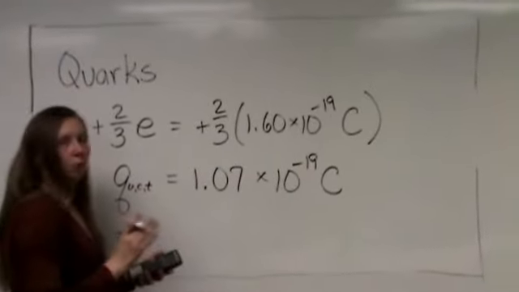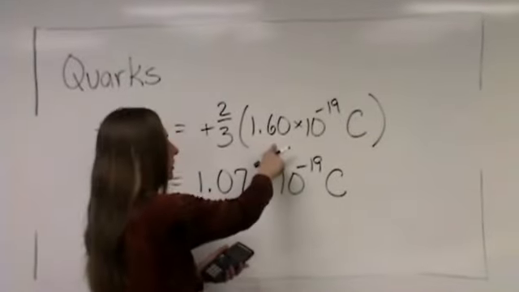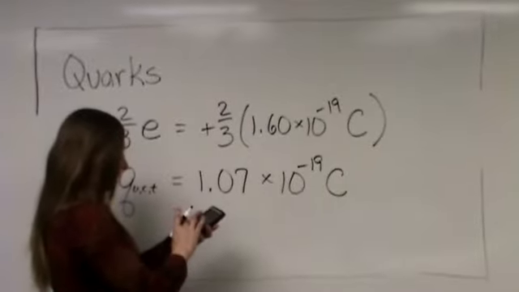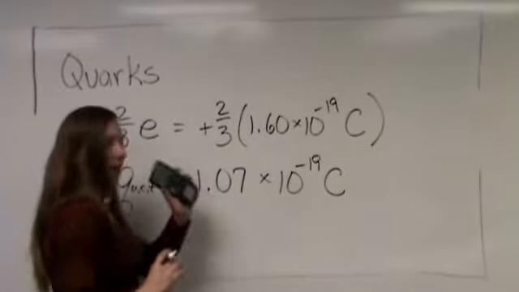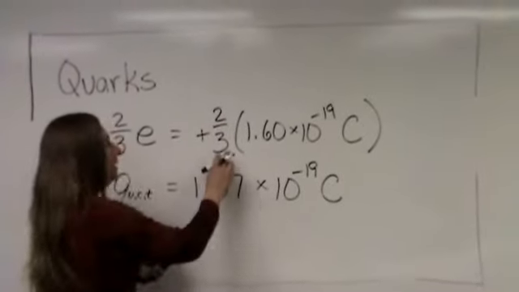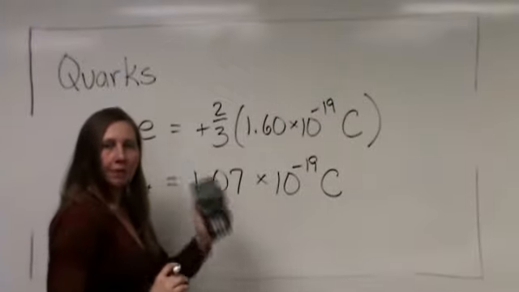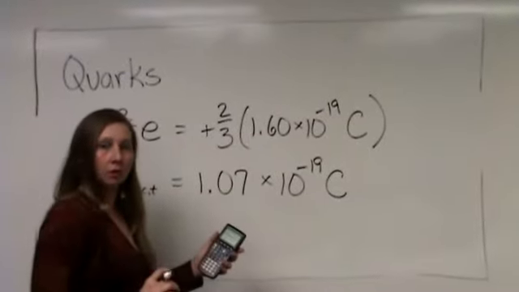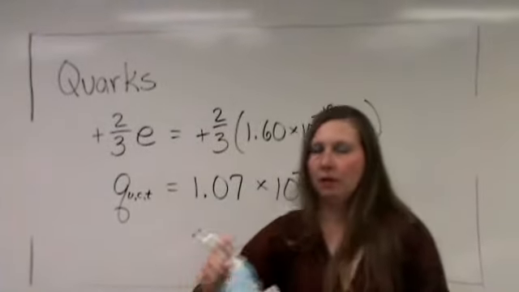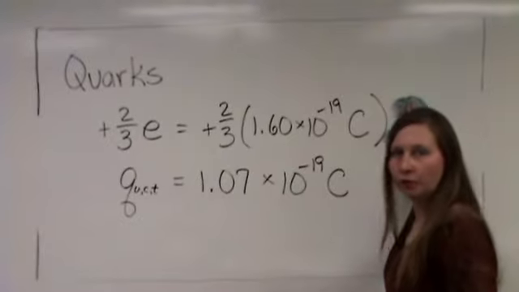Now, there's another way you could do the math. You could say 2 times 1.6, second E negative 19, equals 3.2 times 10 to the negative 19. Now divide by 3, and you get the same answer, of course. So two different ways that you could handle the math there. Let's try the charge on the other 3 quarks.